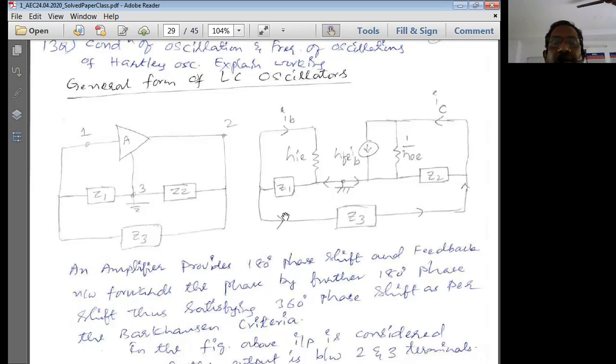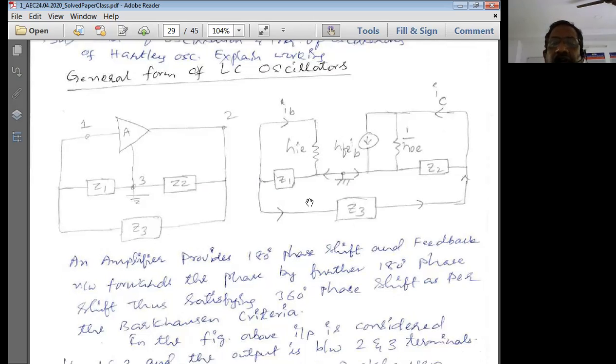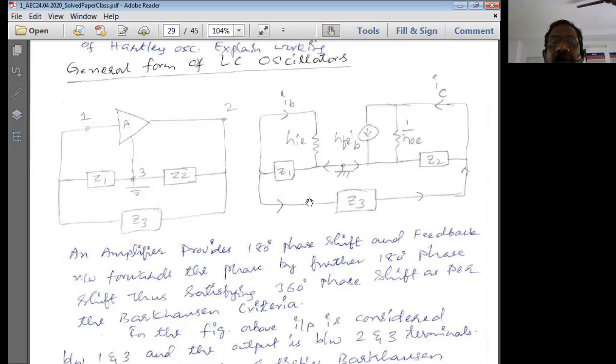Let us see. The current which is coming like this is dividing into base current and this current. That means two different currents are flowing through Z1 and HIE. Therefore, these two are in parallel. That means Z1 in parallel with HIE. Once this combination has come, these two networks will come in series with Z3.